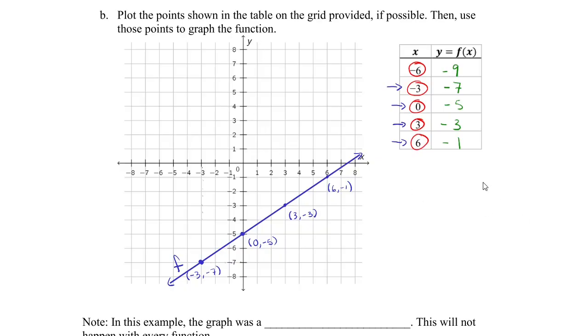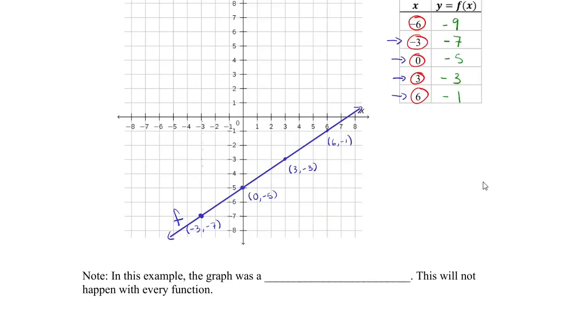And now, you might have noticed that the expression for this function was a linear expression, and the graph of this function happened to be a straight line. This will not happen with every function, but it does happen with many functions, in particular, the ones whose expressions are linear expressions. But it's certainly not the case that every time we graph a function, the graph is going to be a straight line.